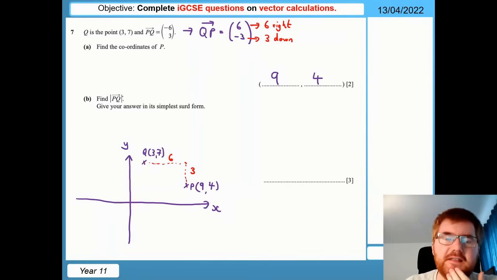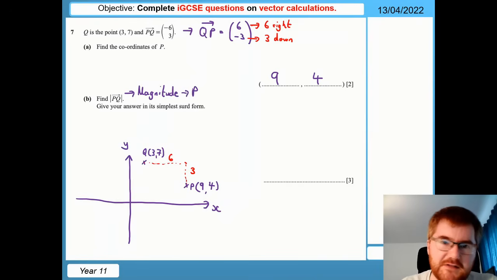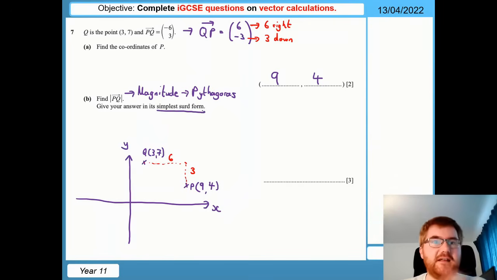And now we need to find the magnitude of the vector. I told you this comes up again and again because of those two lines. And again, we need to use Pythagoras. You're probably fed up of me saying this all the time. One thing to watch out for in the question here is the simplest surd form. So when we do get our surd, we need to simplify it down. So again, we need to use Pythagoras.